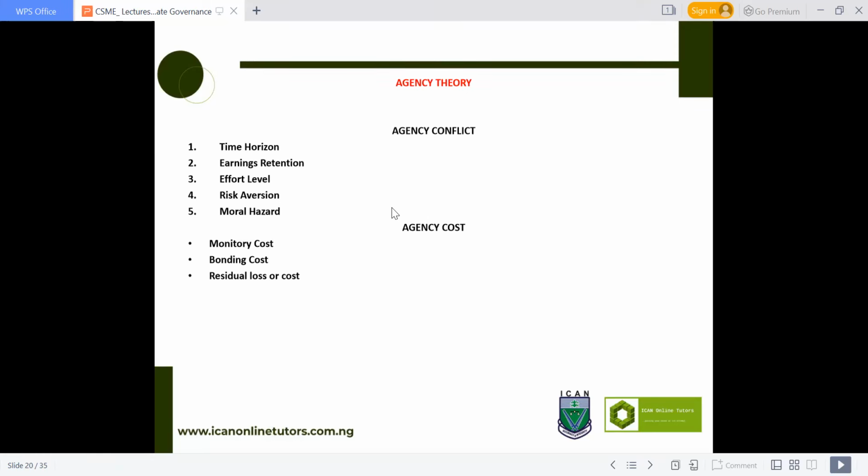We also have another one called effort level. Effort level is that the shareholder would like the director to work very hard. I want you to take care of my business as if you are the owner. That is what we call effort level. But the director can work less hard, because it's not his business.